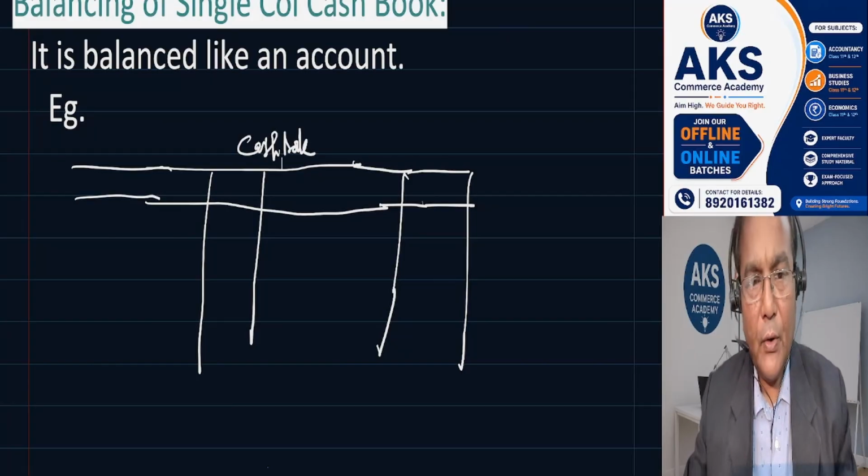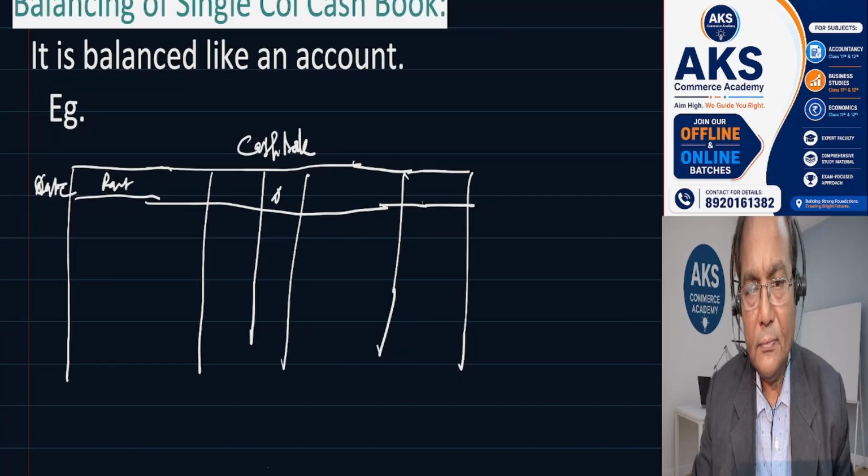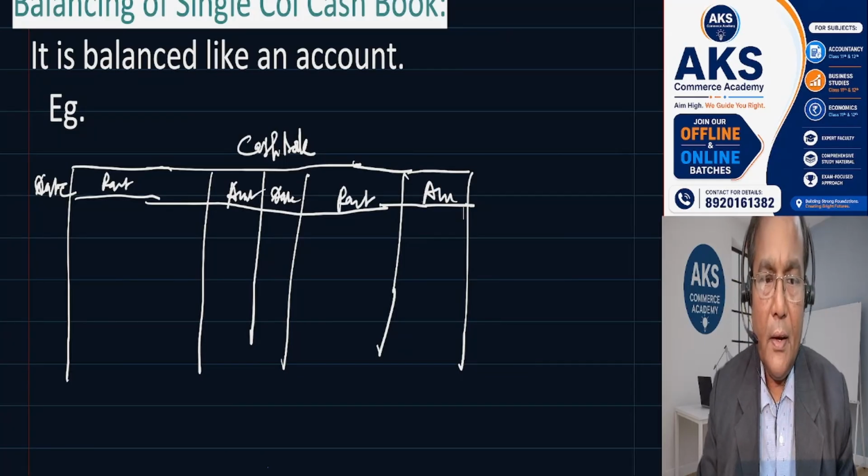Now, how are we going to enter here? So balancing always starts with the opening balance. Cash cannot have a credit balance. So this is the particular date, there is again a date here, amount, particular, amount. Now, how are entries made here?